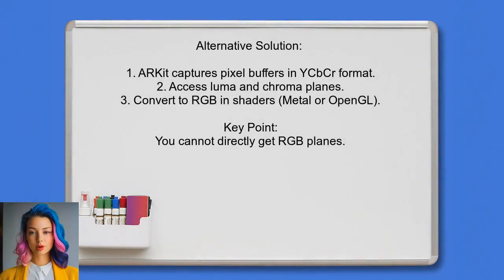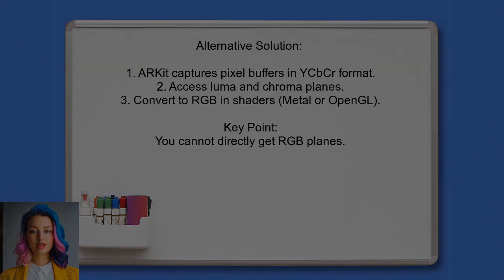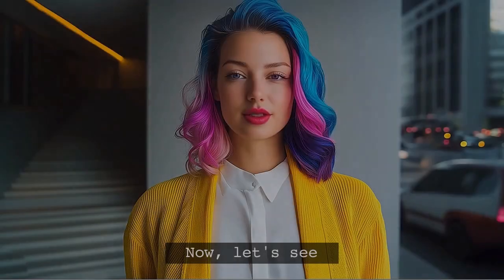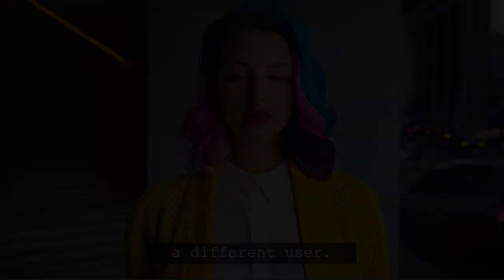An alternative approach shared by another user highlights that ARKit captures pixel buffers in a YCbCr format. To convert this to RGB, you need to access the luma and chroma planes of the pixel buffer. This means you cannot directly obtain RGB planes, and you'll need to handle the conversion in your shaders using Metal or OpenGL. Now let's see a response from a different user.